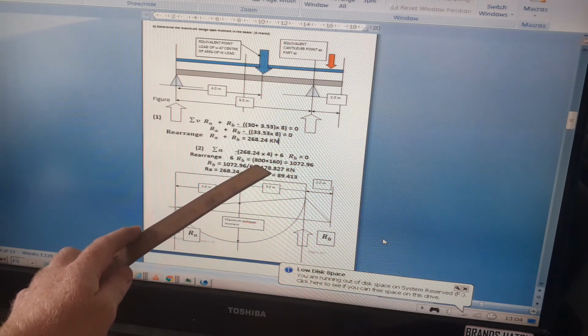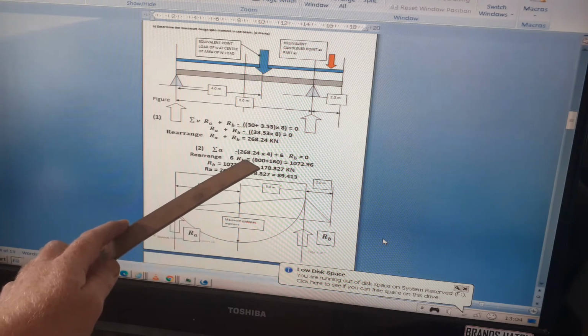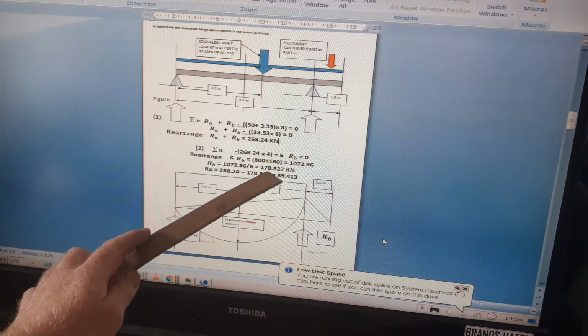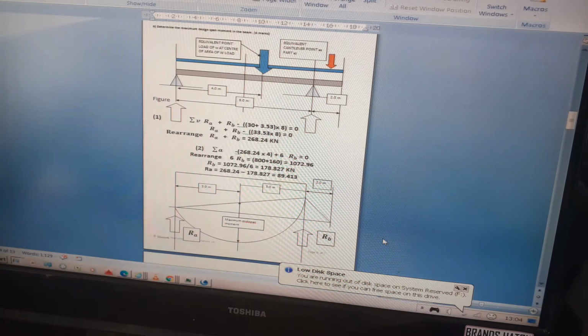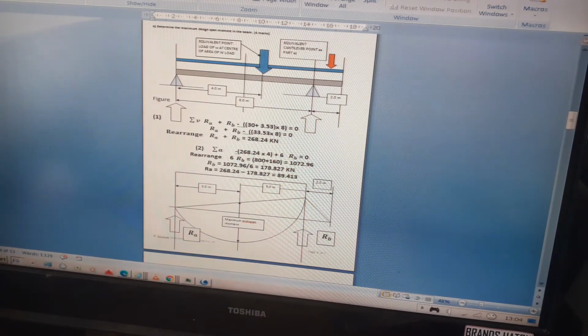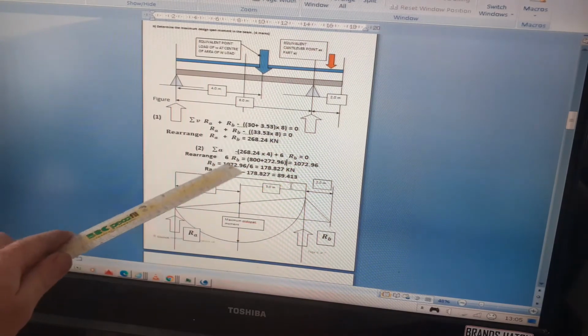Oh, yeah, sorry, it should be 6 RB is equal to 268.24 times 4. So that's just a little error there. That should be 4, because 4 times 200 is 800, and it should be 4 times 68.24, which is 272.96. I'll check that in a minute.